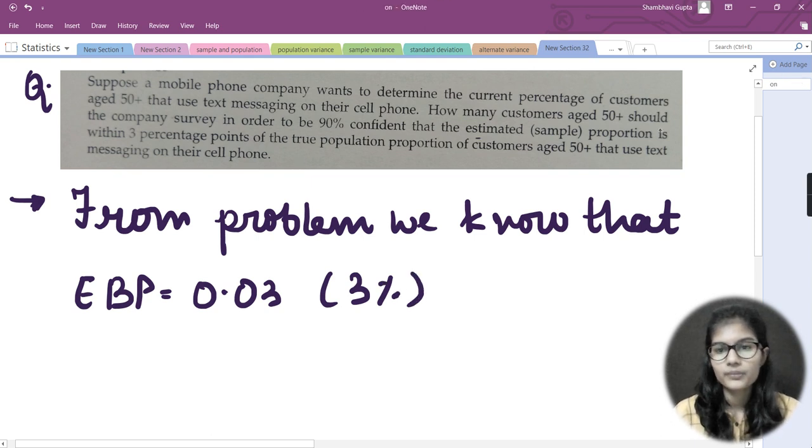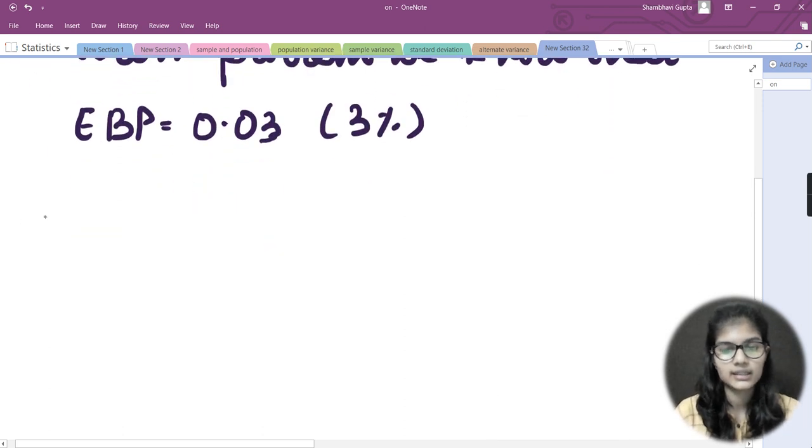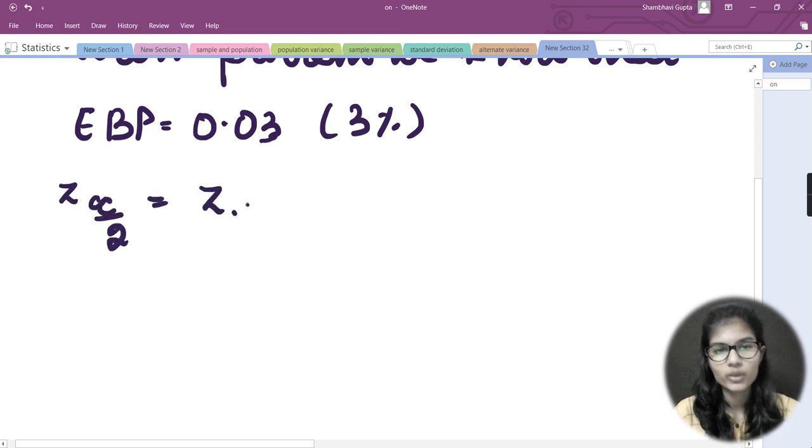Just have a look here. The company survey says, in order to be 90% confident that the estimated proportion is within 3 percentage points of the true population proportion, and that is my error bound for my proportion. So from here I had just one thing to find out, that is EBP. Now from this EBP I can find another thing.